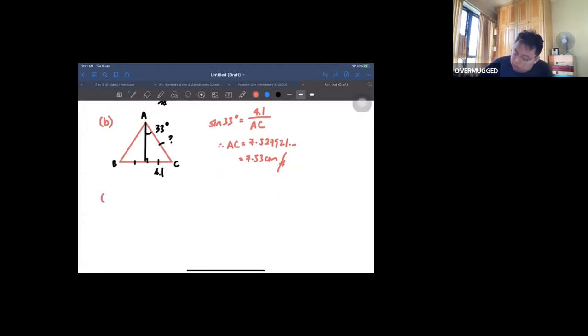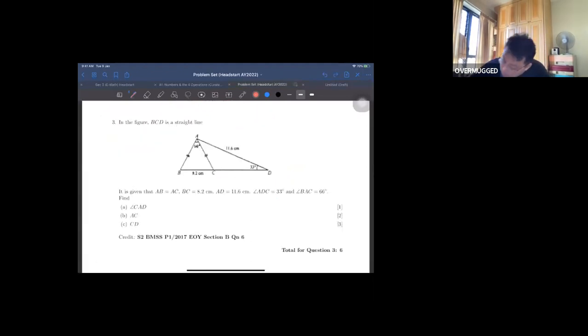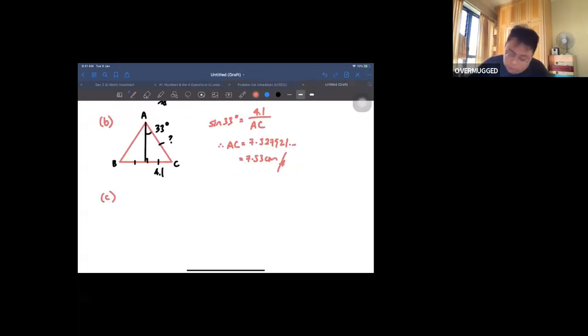Last one will be part C, before we wrap this up, which is CD, which is this length right here. Okay, so this is a 3-mark question. So let's look around and see what we can do. We know that this angle here is 24. Now what do you notice about angle DAB? DAB is actually 66 plus 24, which is actually 90. So you have actually found another right triangle in the question.